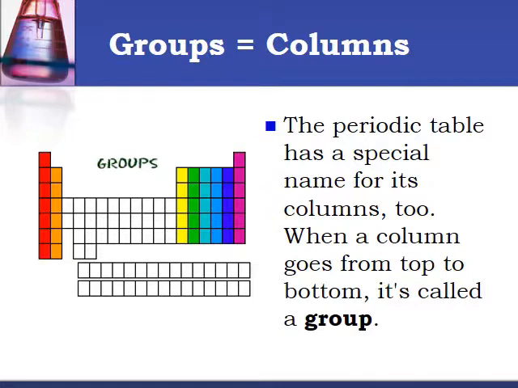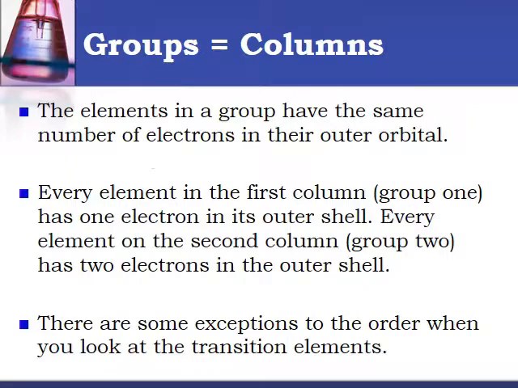Columns on the periodic table are called groups. So columns go up and down like the columns in front of a building, and rows go horizontally across. All the elements in one group, in one column, have the same number of electrons in their outer orbital. So which orbital is the outer orbital? Of course, it's going to depend on what row they're in. But then if you look down the columns, you're going to see similarities there.